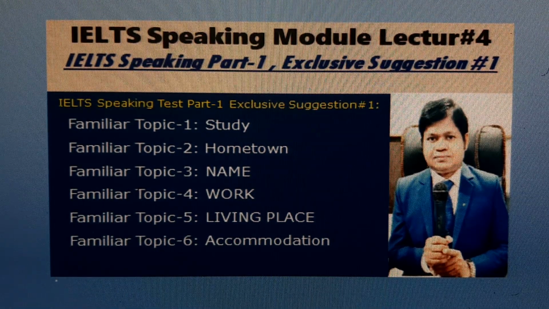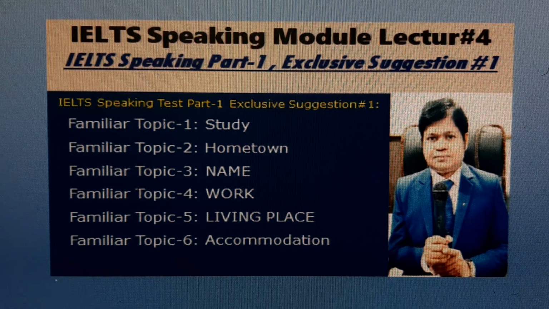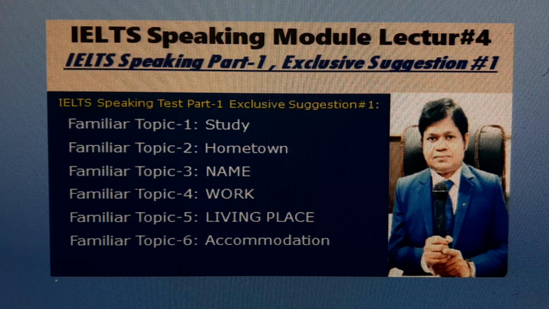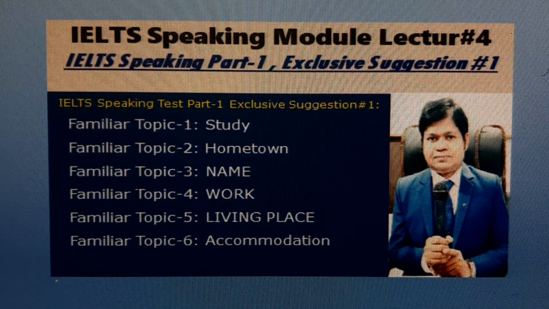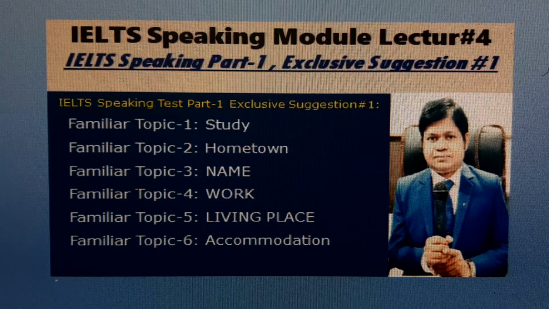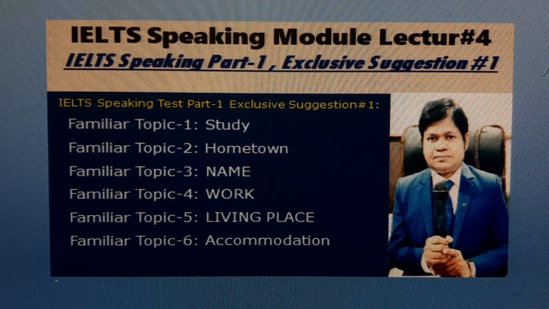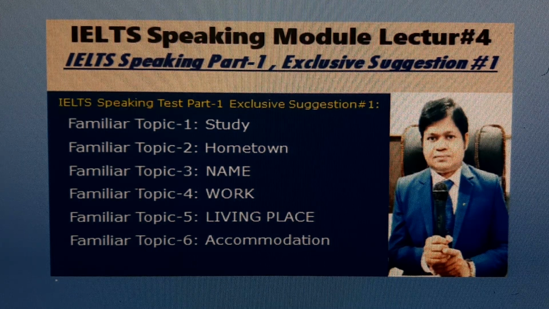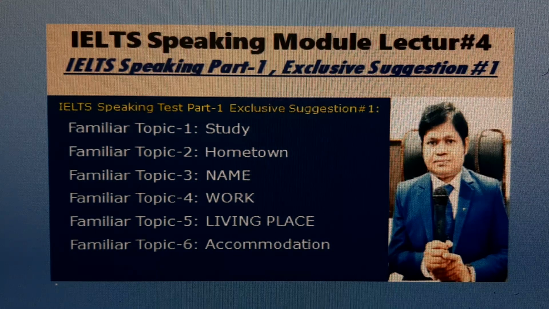IELTS Speaking Test Part 1, Familiar Topic 4, Work. Probable questions suggested as question 1, do you work somewhere? Question 2, what type of job do you hold? Question 3, do you enjoy your job? Question 4, how far is your office from your residence and how do you go there? Question 5, what problems do you face during your work? Question 6, what are the specialties of your job? Question 7, please tell us about your workplace.